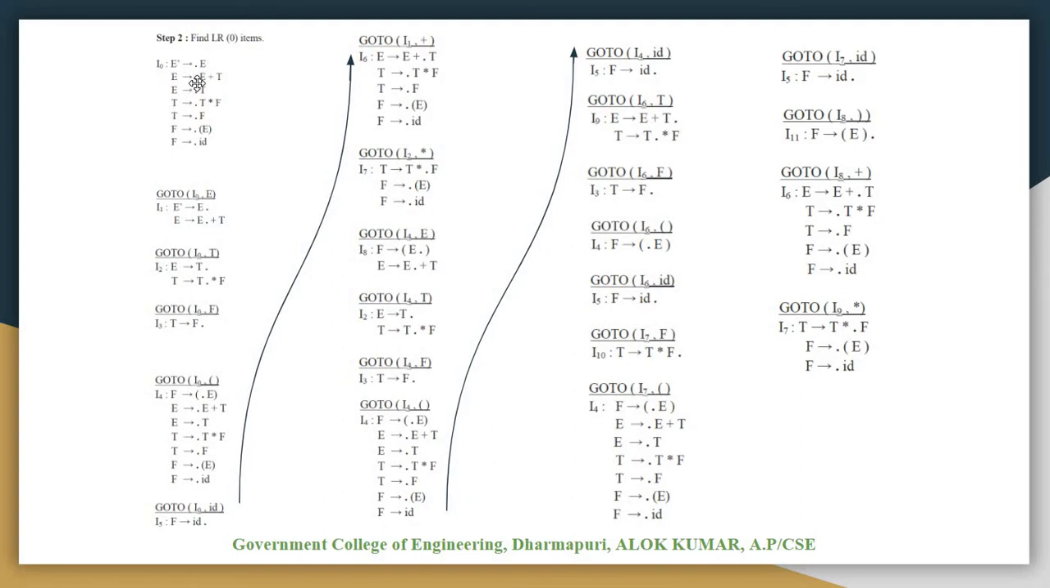Closure of E will be E generating dot E plus T. Again, closure of E will be E generating dot T. Now this new non-terminal, that is T, is coming after the dot, so here we will find the closure of T. That will be T generating dot T asterisk F. After that, T generating dot F. Now this F is a new non-terminal coming after the dot, so we will find the closure of F. So it will be F generating dot opening parenthesis E closing parenthesis, and F generating dot ID. So this one is the I0 item.